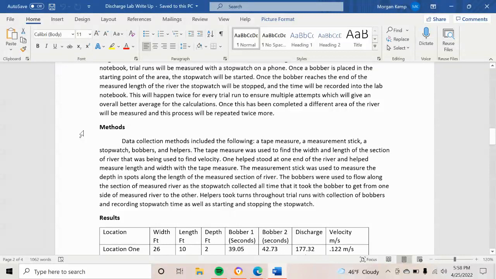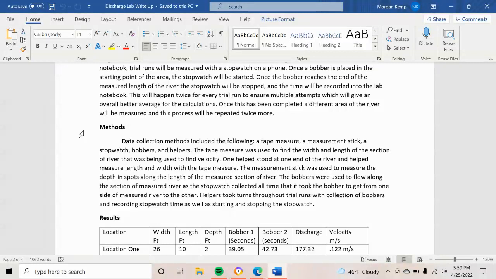I measured with a tape measure, which probably could have been done a little bit better. I could have had a different way of measuring, but I had one of my helpers stand with the end of the tape measure and I stood with the end, and I walked across in my waders and I measured the width of the river, and then I had a measurement stick that I pushed down into the bottom to try and get just as close of a measurement of the depth of the river as I could.